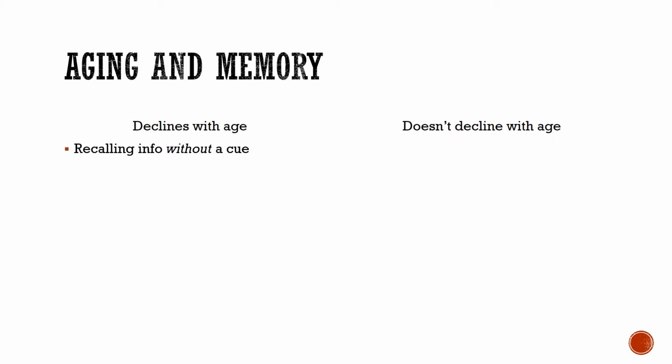That's something that's going to be affected by aging. Another thing is remembering the source of memories. So you start to have trouble remembering where you learned information, or who told you something, which starts to get a little foggy as you get older. And then finally, your prospective memory is definitely affected by age. So your ability to remember to do things in the future is affected.